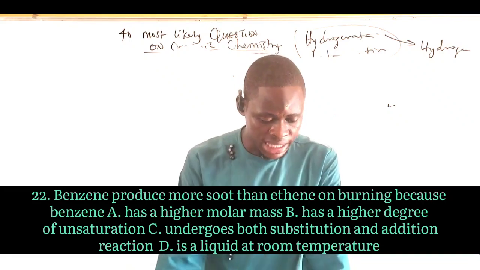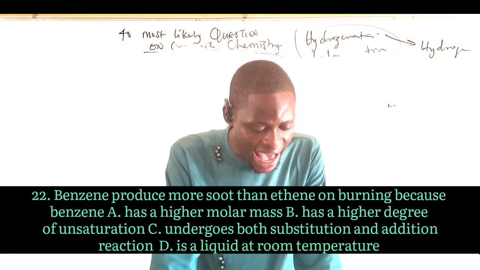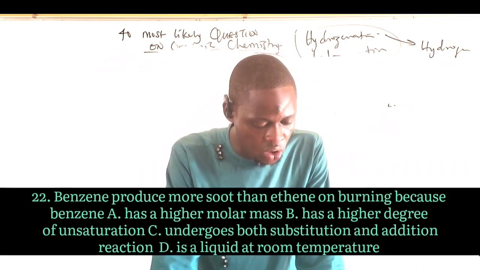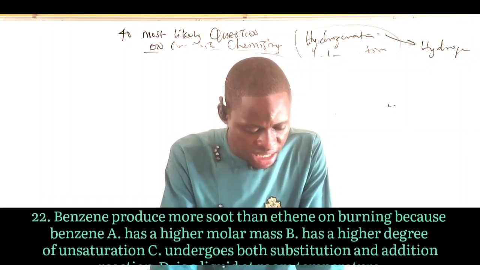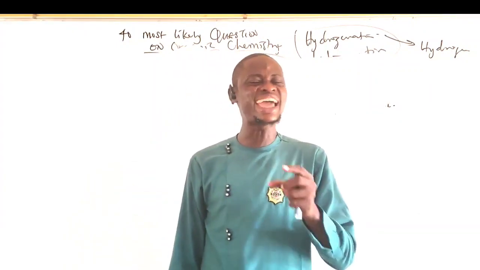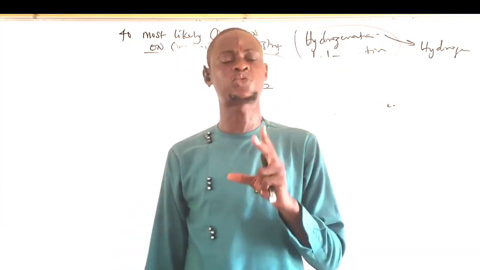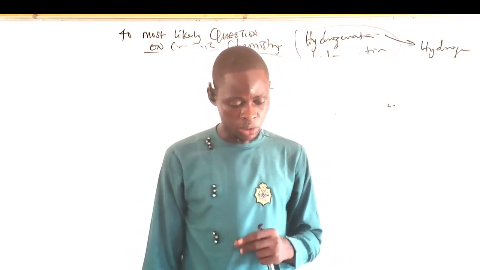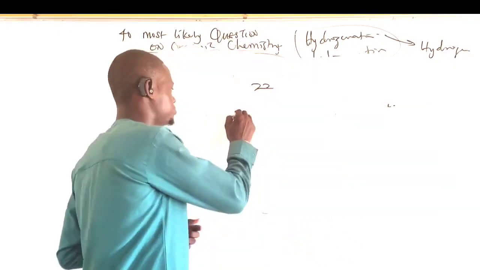Option A, they said it has a higher molar mass, B has a higher degree of unsaturation, C undergoes both solution and adsorption, D is a liquid. The reason for that soot that is produced is because of the higher degree of unsaturation that is found in benzene than ethene. So the answer should be what? Option B. Now question 23.